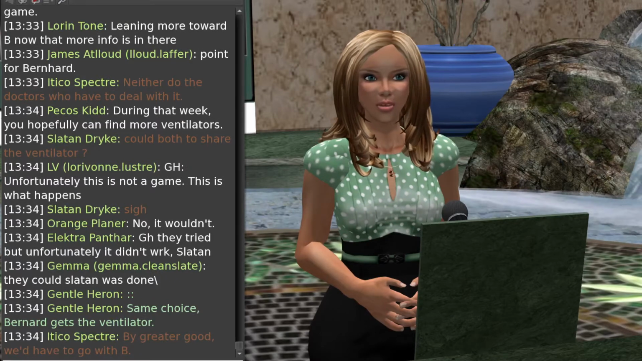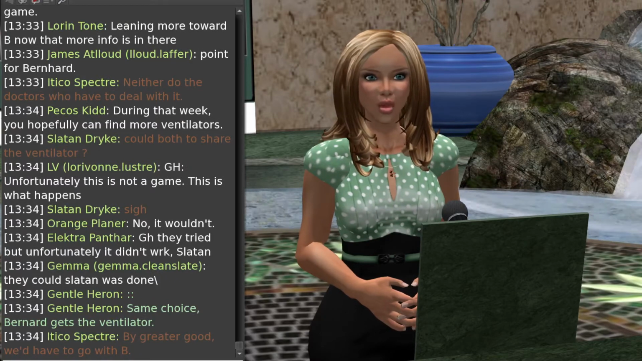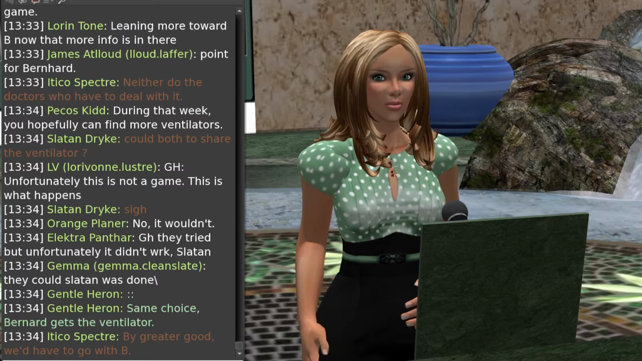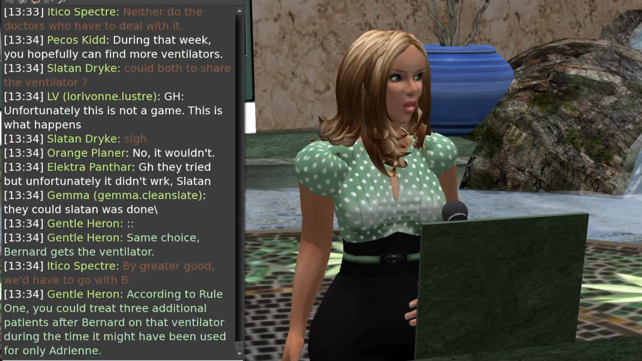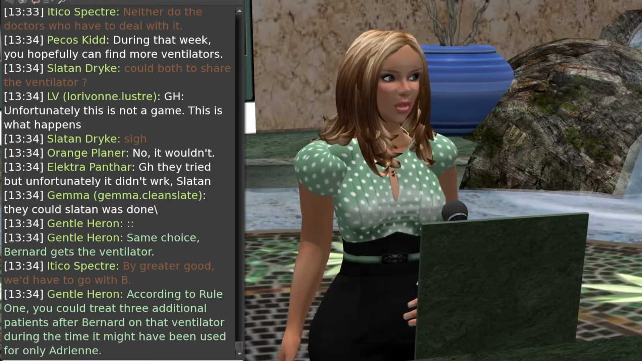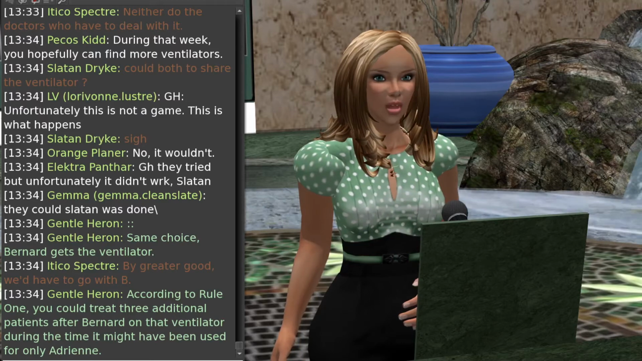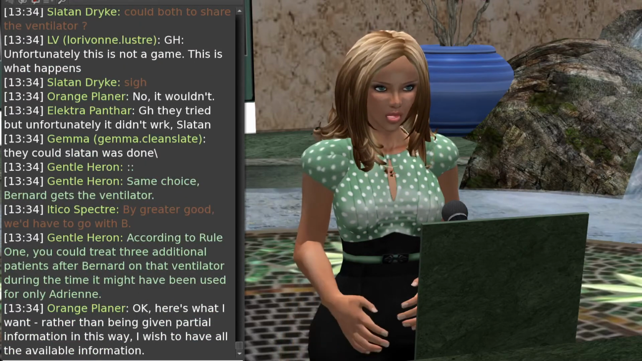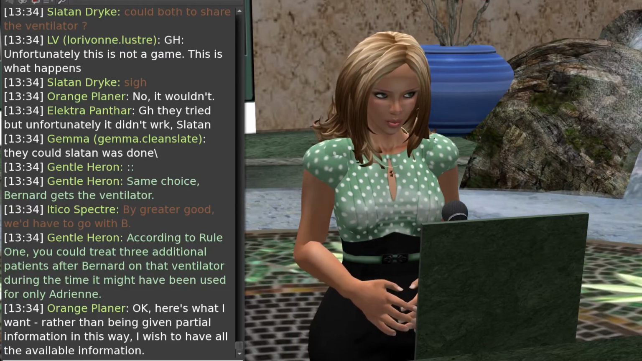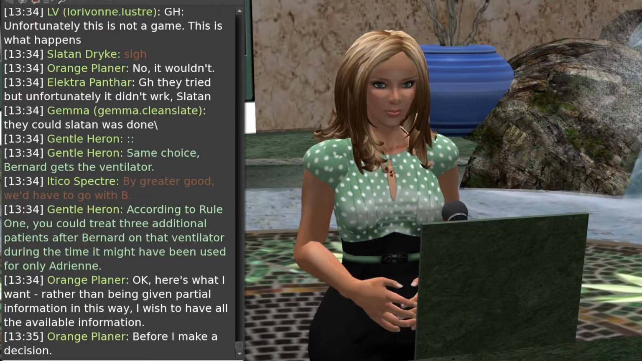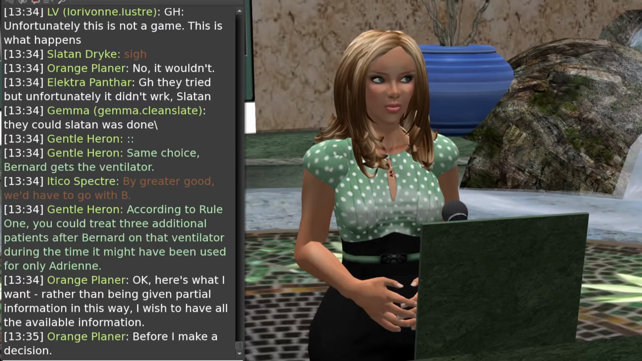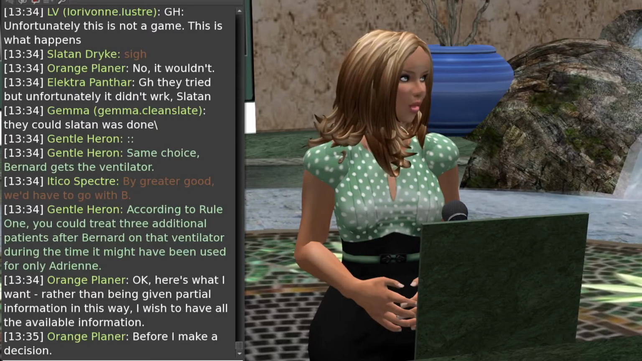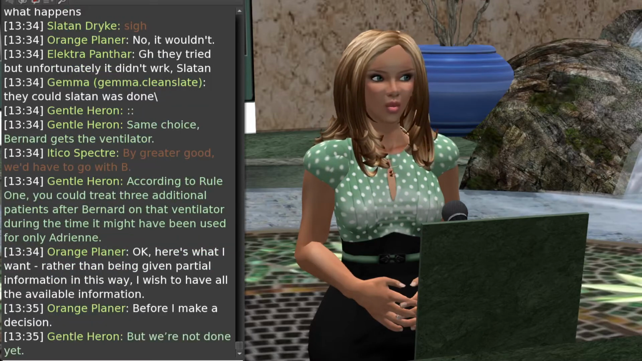So the same choice, basically, Bernard gets the ventilator. Most of you are agreeing. By greater good, we have to go with B. According to rule number 1, you could treat 3 additional patients after Bernard on that ventilator during the time it might have been used only for Adrienne. Oh, Orange, how nice. It would be great if you got all the information at once, wouldn't it? Before you have to make a decision.